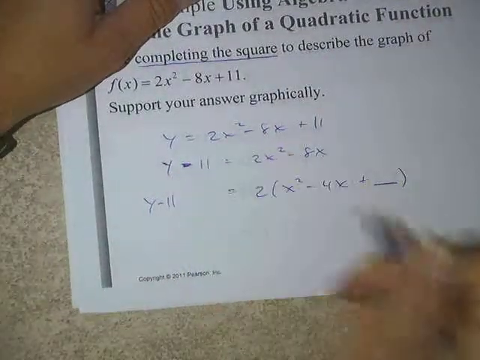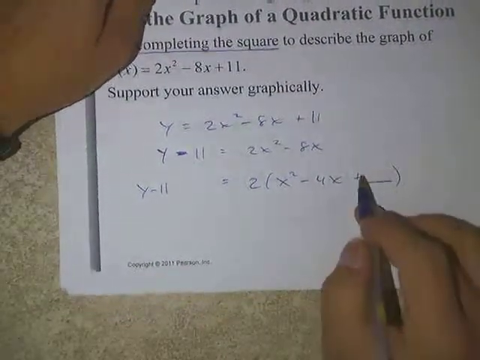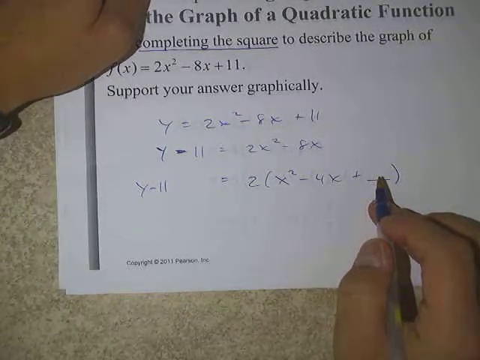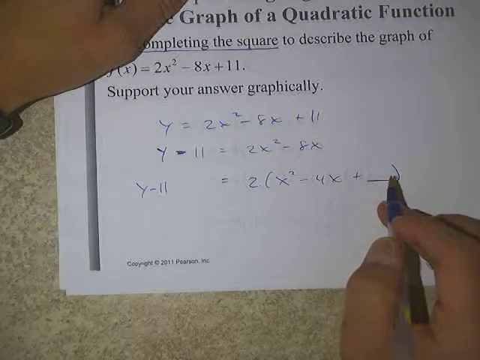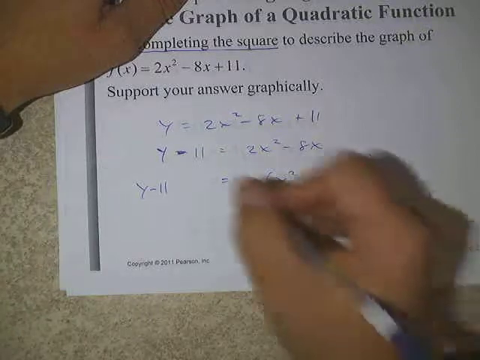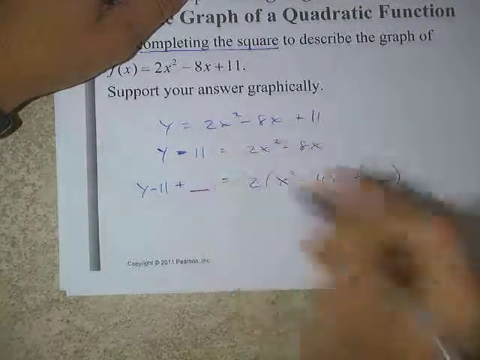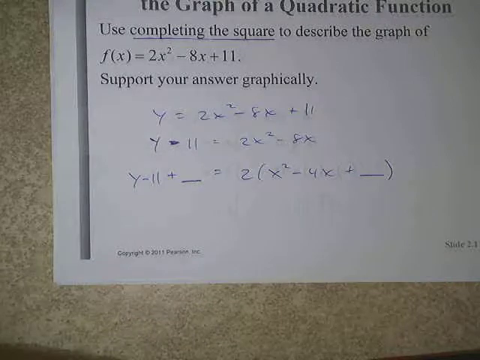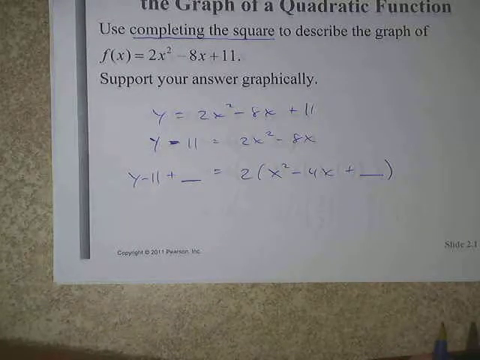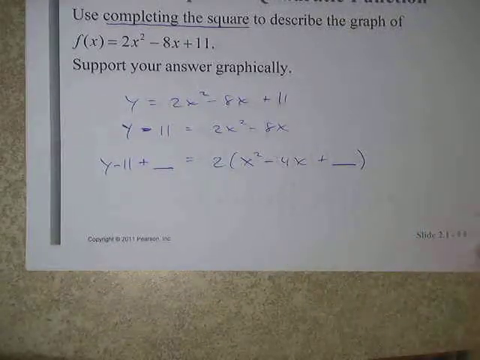All right, now the other thing that I need to make sure I do here on the left side is, if I'm going to add something, I added a blank. I don't know what it's going to be yet. We're going to find out in a minute. But if I add something to the right side of the equation, what am I going to have to do to the left? Remember, an equation is a balance. So if I add something to the right, I've got to add it to the left also.